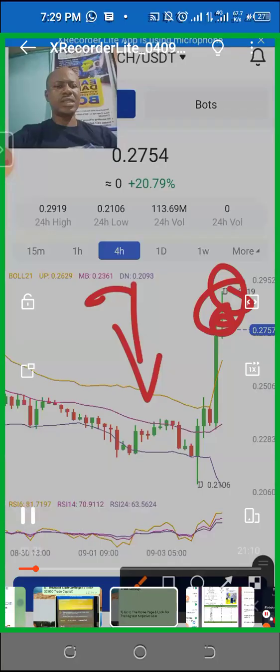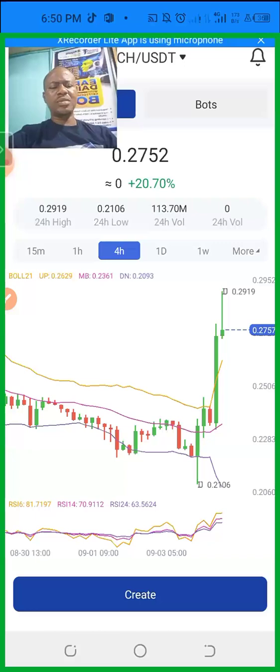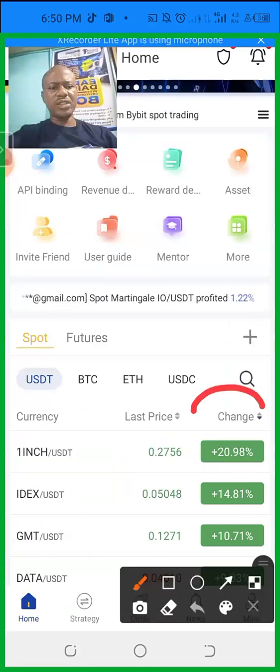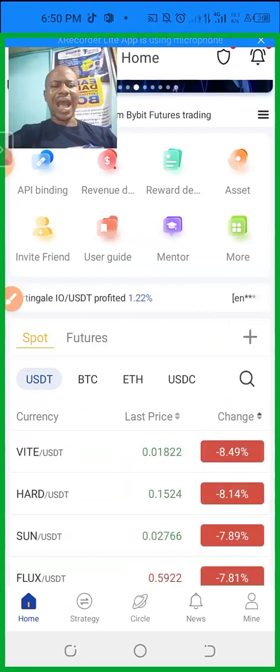Especially in trading, I will not recommend ever entering a coin that is pumping. People enter a coin that is pumping because of fear of missing out. No, don't do that. So what will you do? When you get your RoyalQ, the first thing to do is to tap this change to arrange the coins to the highest negative coin.